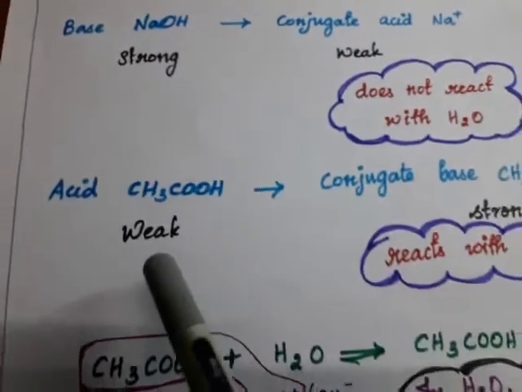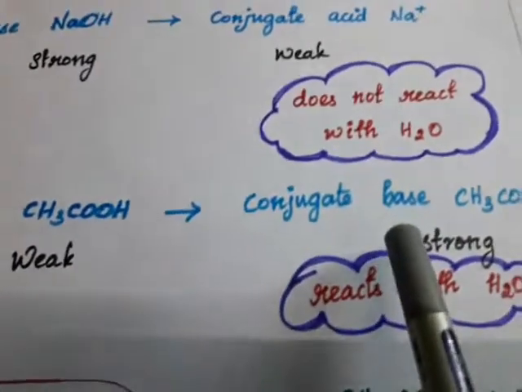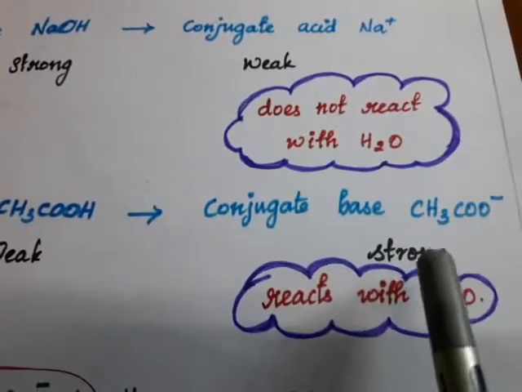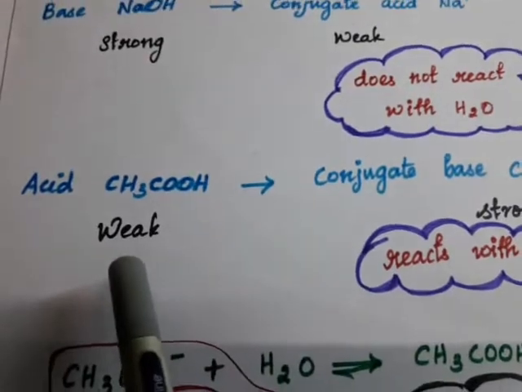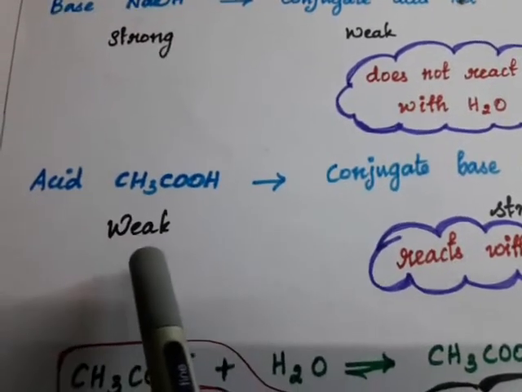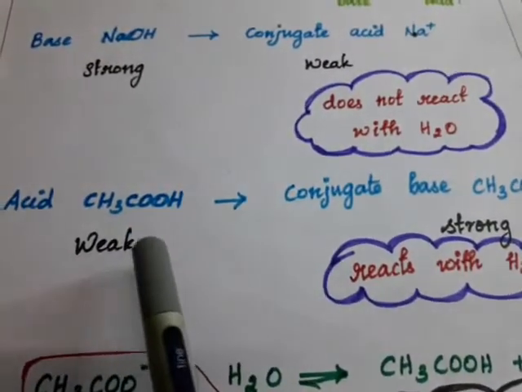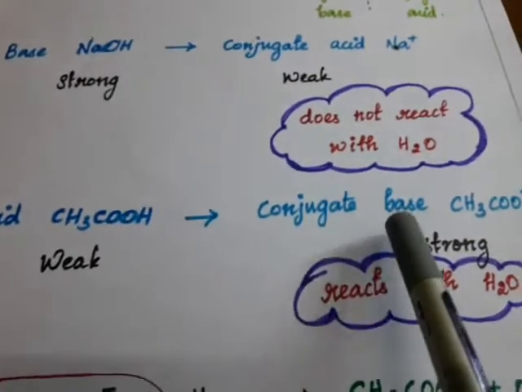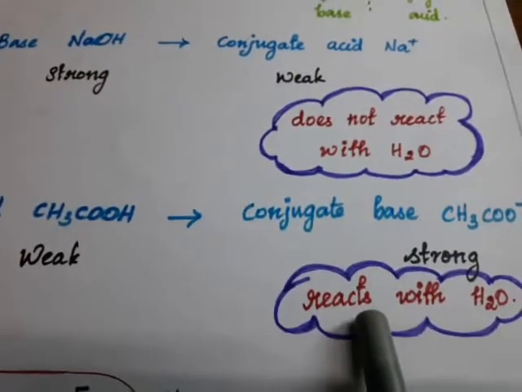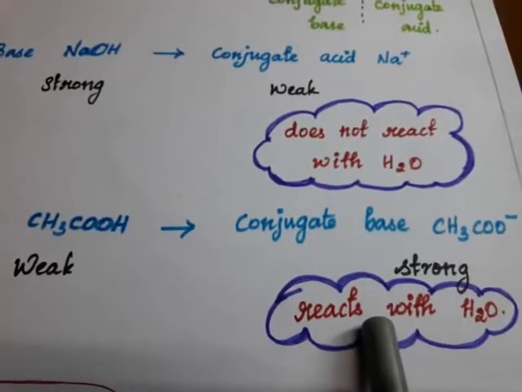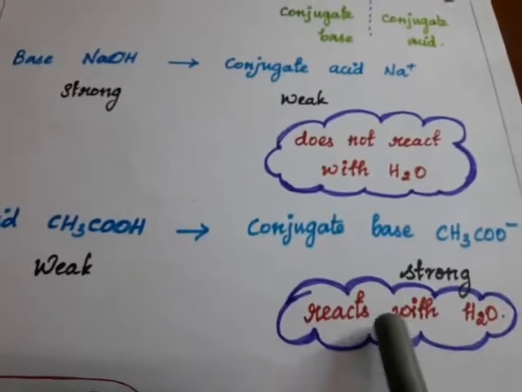Next we are going to see the acid. The acid is acetic acid and the conjugate base of this acetic acid is the acetate ion. As we know, acetic acid is a weak acid. If the acid is weak, then the conjugate base is strong. If it is strong, it is able to react with water. So the acetate ion is able to react with water.